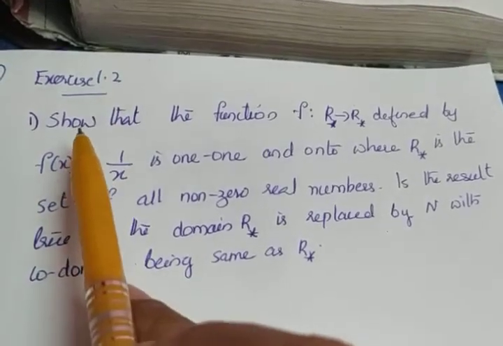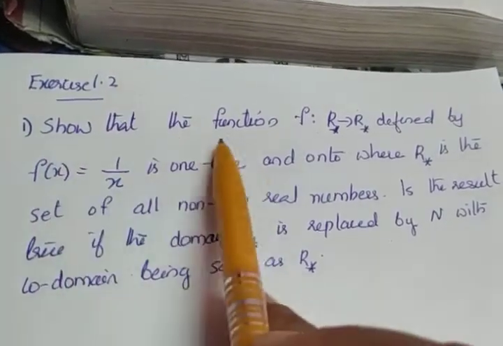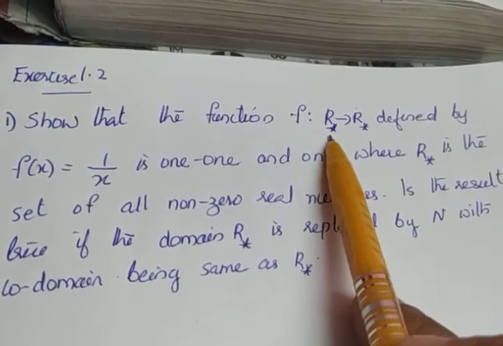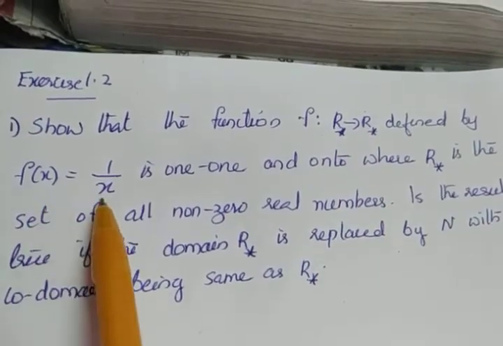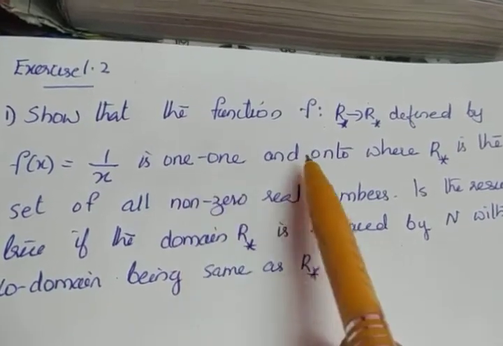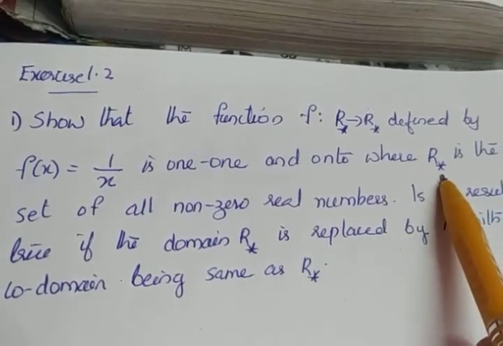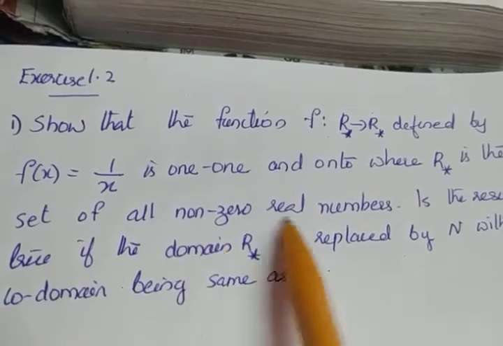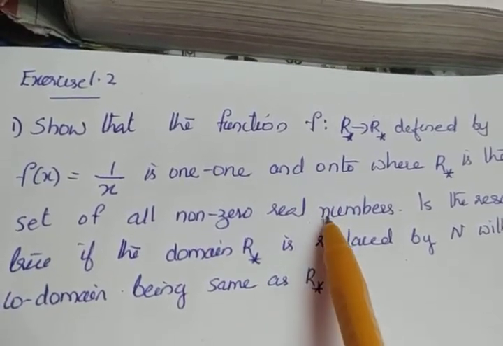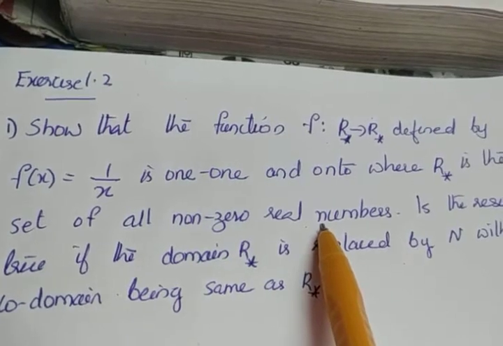The first question in exercise 1.2. Show that the function f from R star to R star defined by f of x equal to 1 by x is one-one and onto, where R star, that means the domain and codomain R star, is the set of all non-zero real numbers. It's the real numbers which are not equal to 0.